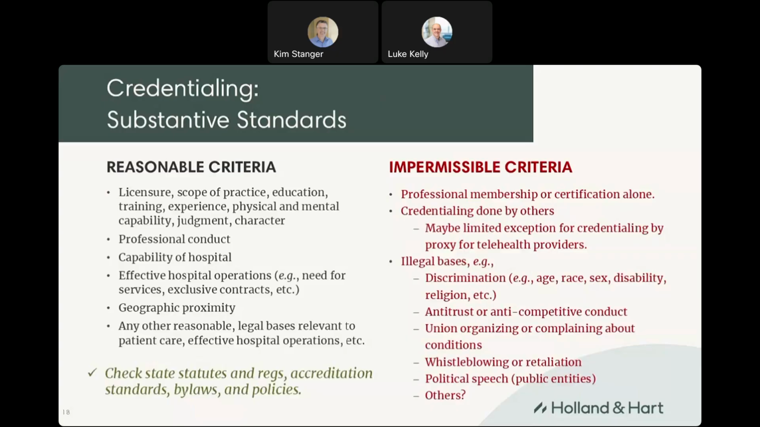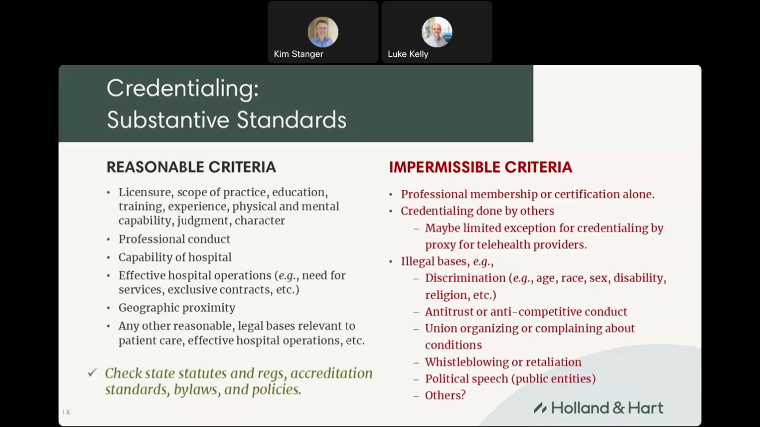Let's focus first on those substantive standards. In general, if you operate a hospital, you have a right, nay, may I say, you have a responsibility to ensure that those persons who are providing services at your facility are qualified to do what you're allowing them to do. Otherwise, it adversely affects patient care and could subject you to liability. And so you have the right to make those determinations. Now, your determinations in most cases generally have to be based on reasonable criteria.